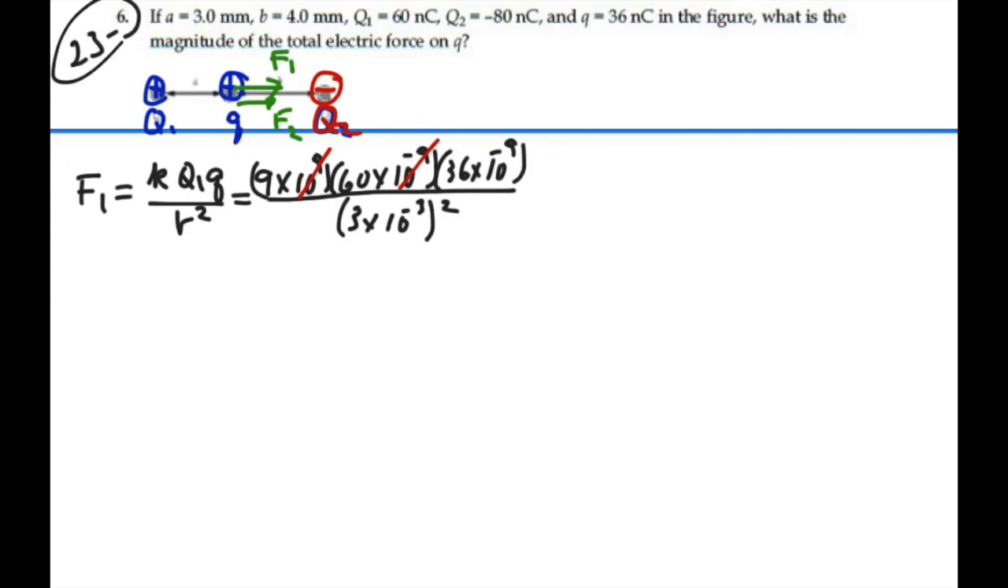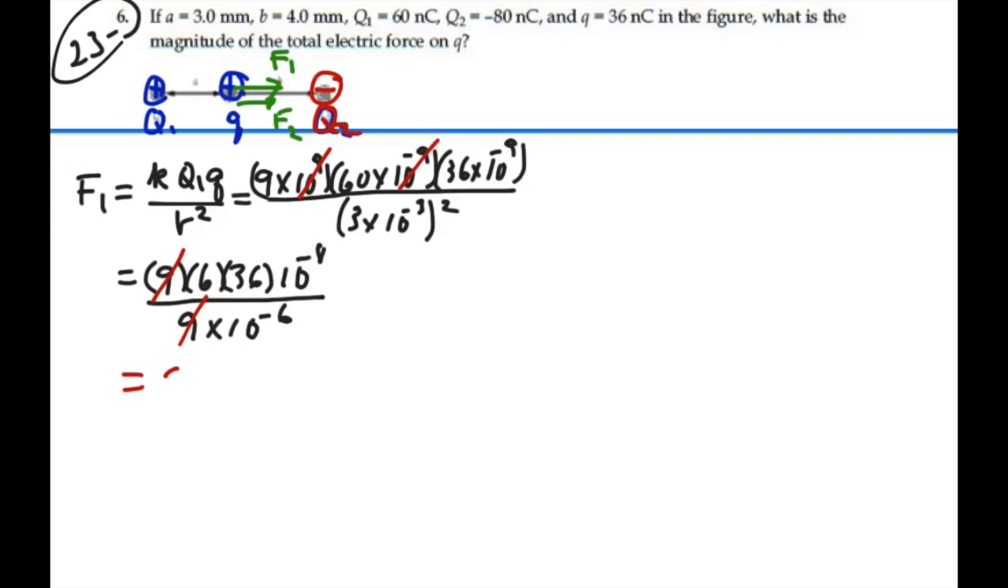Alright, the 10 to the 9 and the 10 to the minus 9s cancel out. And so far this looks like 9 times 6 times 36. 10 to the minus 9 times 10 will be 10 to the minus 8. All this over 9 times 10 to the minus 6. And the 9s cancel out. 6 times 36 is 216, times 10 to the minus 2. So this is 2.16 newtons. And it's to the right like that.